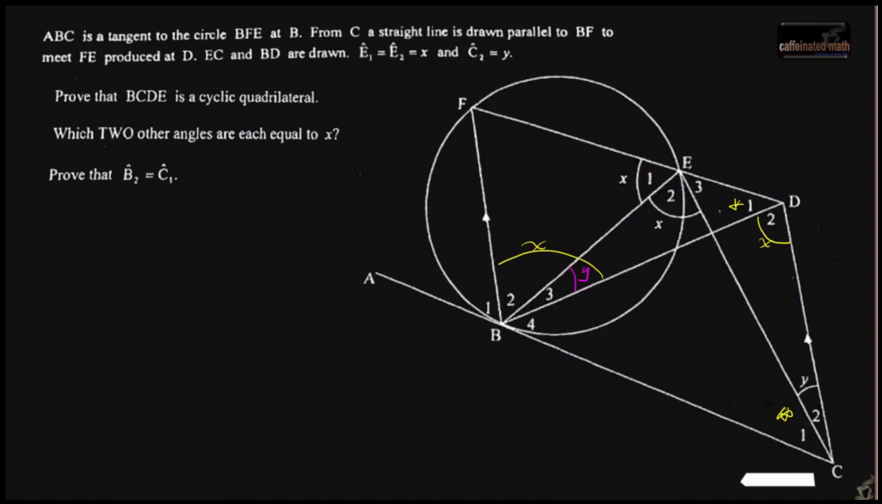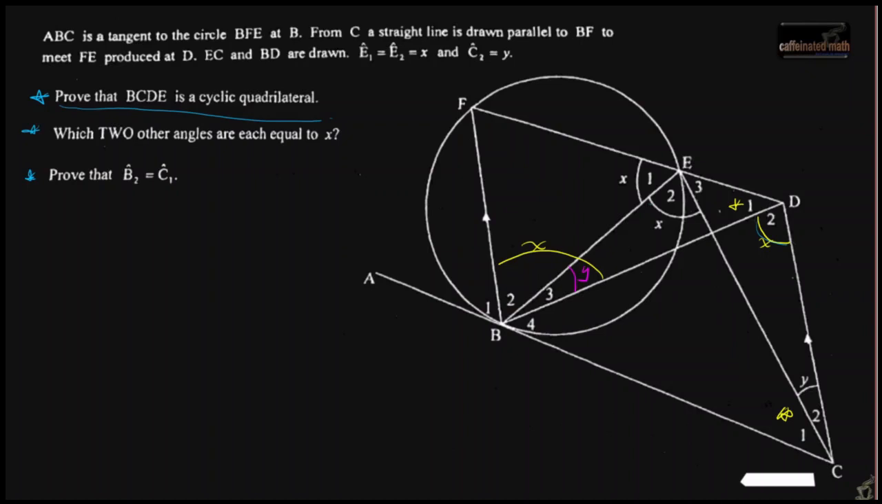Well, that's been proven. That's why we drag that along. Now they want to know which two other angles are equal to X. Well, what we need to remember is that once we've proved something, we can use that the same way we use any of our axioms. So which two other angles are equal to X? Let's have a look. Well, E2 is equal to X. Now I can say that D2 is also equal to X, angles in the same segment.